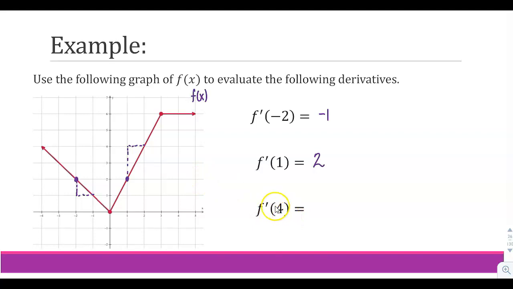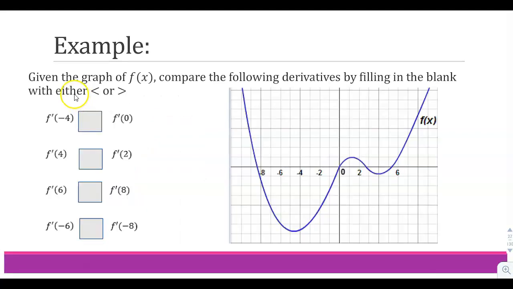And then finally, f prime of 4, so that's the x value 4. If I find the function, it's a linear function, but it's actually a constant function with a slope of 0. So f prime of 4 is 0.